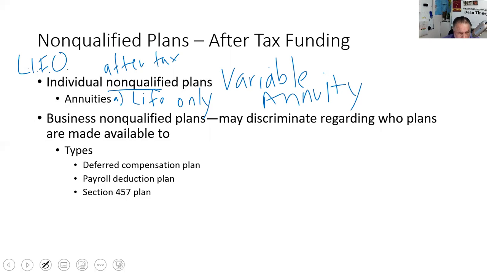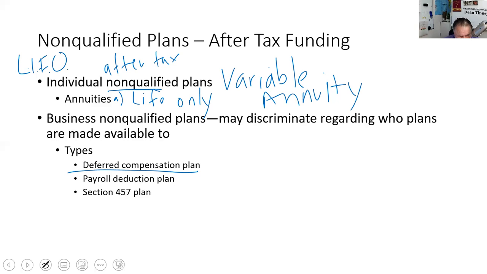So you have some various choices in terms of annuitizing. Business non-qualified plans, deferred comp, where our senior executives are taking after-tax money and investing it. And you say, well, what about me? I said, that's not available to you. That's for our senior executives. No deferred comp for you.